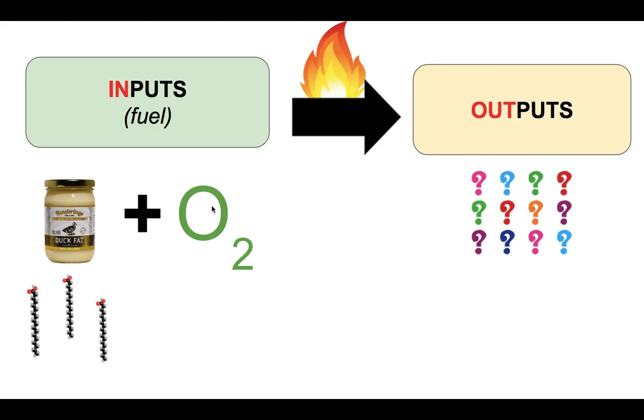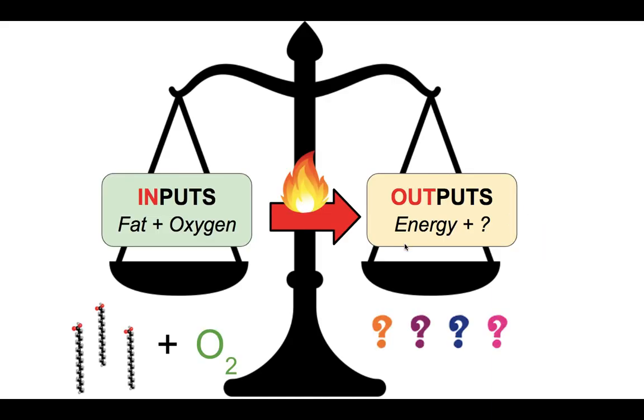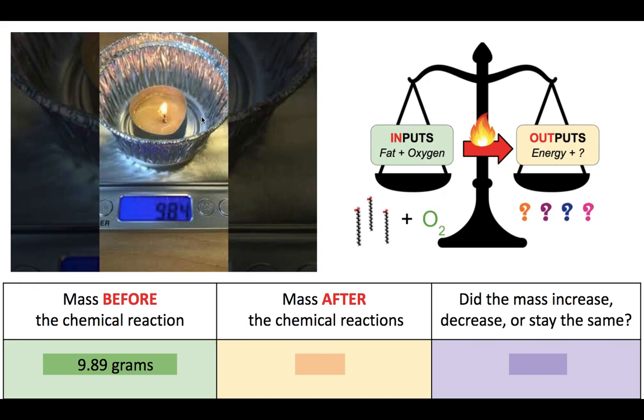Our other input is oxygen, a gas in the air. When we burn them, we want to find out what the outputs are. Remember that the law of conservation of mass says that the mass of the inputs, which are fat and oxygen, should be the same as the mass of the outputs, energy and something that we're not sure of yet. Let's see what happens when we burn duck fat.